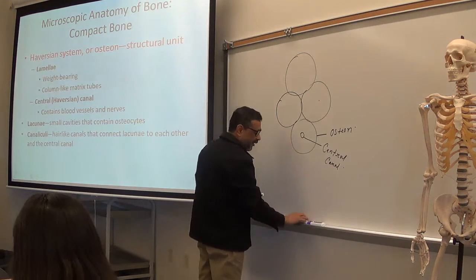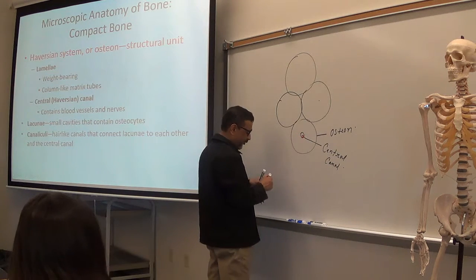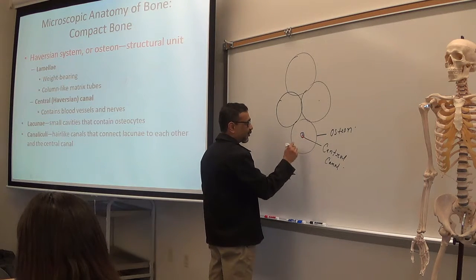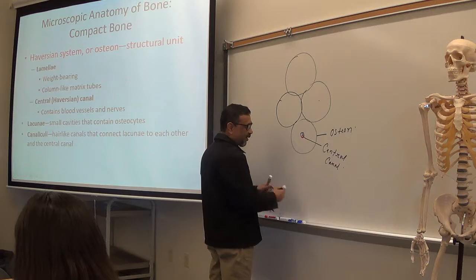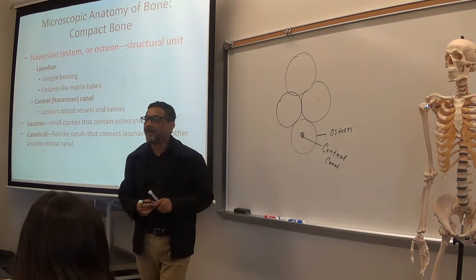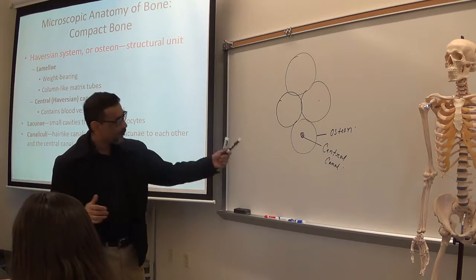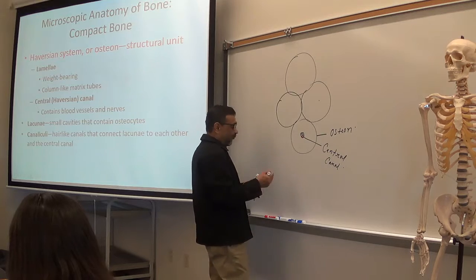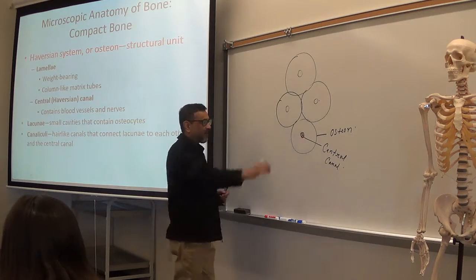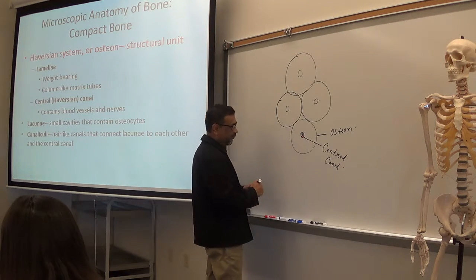In the central canal, you have the blood vessels, arteries, veins, and nerves. So, blood vessels and nerves pass through the central canal. That's why we say that bones are vascular. Bones have blood vessels, right? So, the central canal in the center of the osteon contains the blood vessels and nerves.